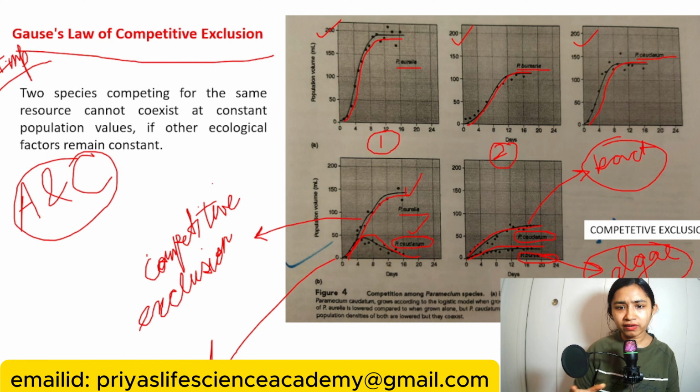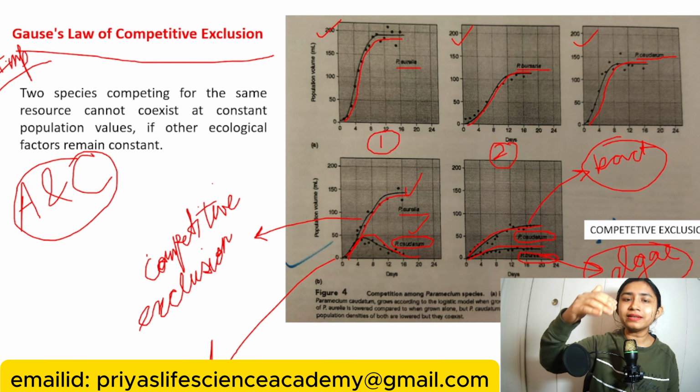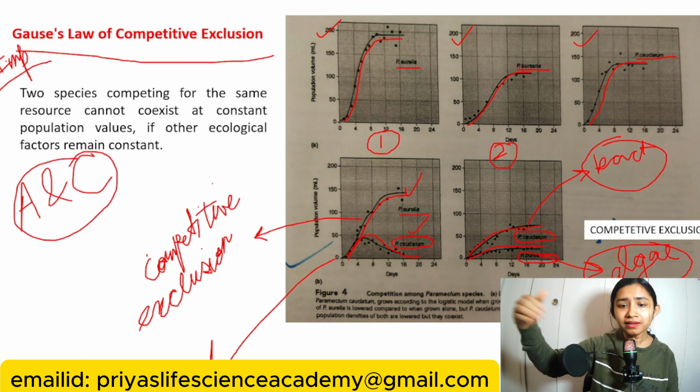Just for your summary, you have to understand that two species which share completely the same kind of resource can't coexist. There will be competitive exclusion, but you have to avoid that. One species can't be made extinct. So to avoid competitive exclusion, there will be resource partitioning, which we will discuss in the next class.